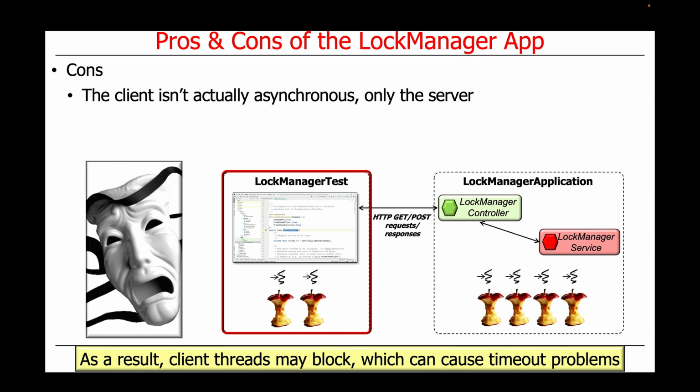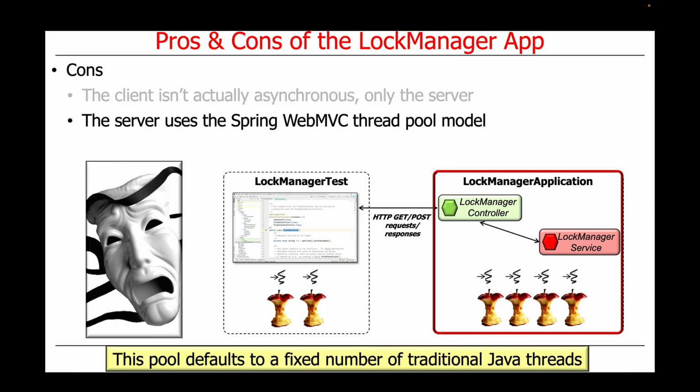So it turns out, even though we use this DeferredResult class from Spring, the client actually isn't asynchronous. Only the server is asynchronous. So as a result, client threads can block when they're trying to acquire or release the locks, which can in fact cause timeout problems if the blocking takes place too long. And I'll actually show you how to get control over that by using some cool features that are part of the programming mechanism that's available with these modern web services in Spring WebMVC.